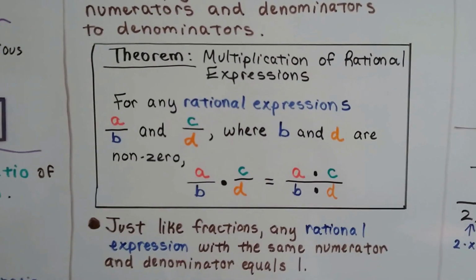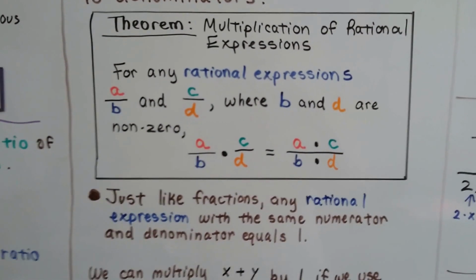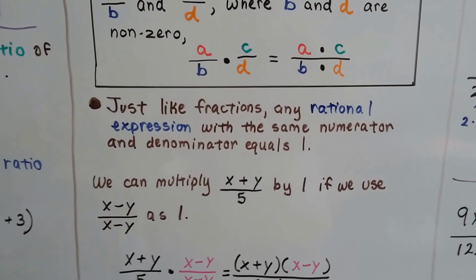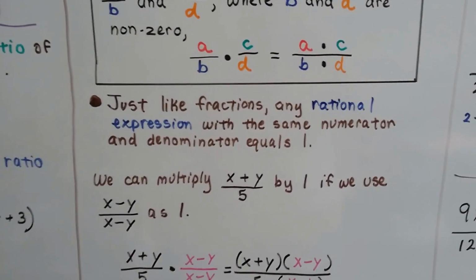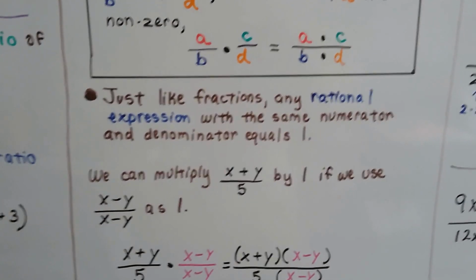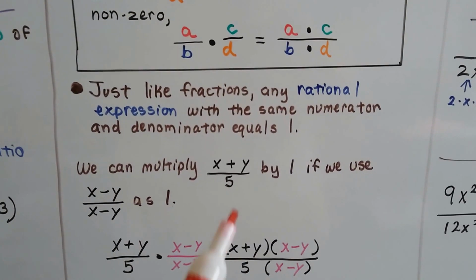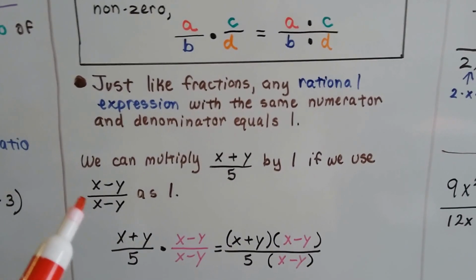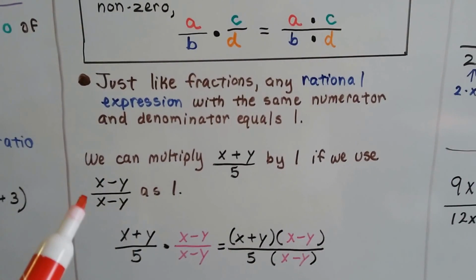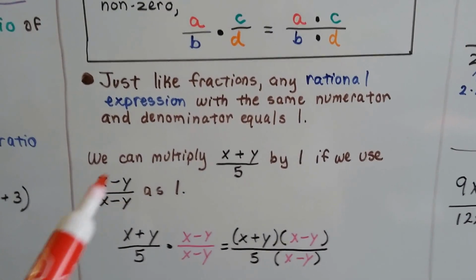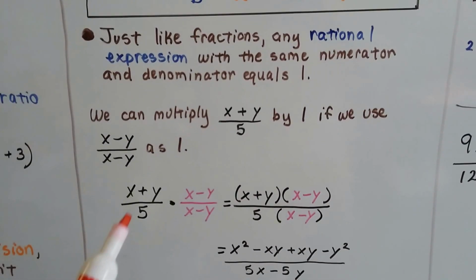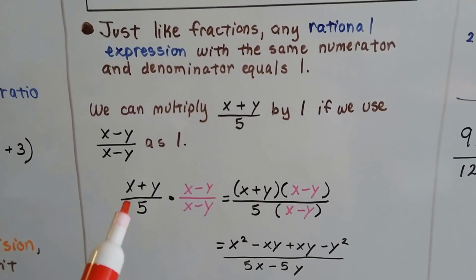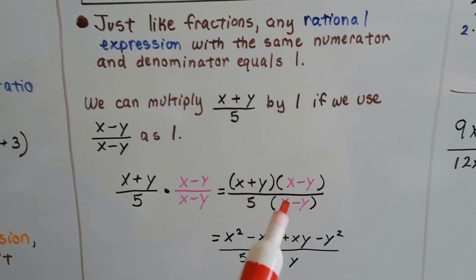Now, just like fractions, any rational expression with the same numerator and denominator is going to equal 1. It's got the same numerator and denominator, just like if we had 2 over 2 or 5 over 5. We can multiply this x plus y over 5 by a 1 if we use x minus y over x minus y, and we'll use that as the 1. We multiply the numerator to the numerator. We multiply the denominator to the denominator.